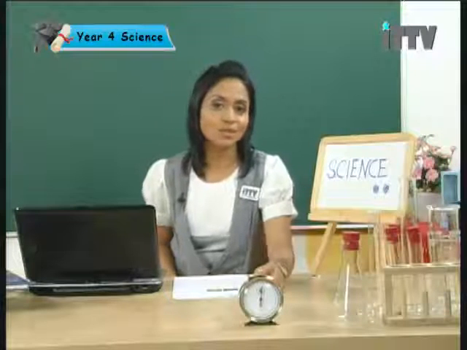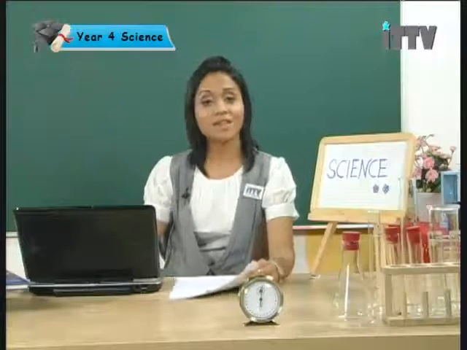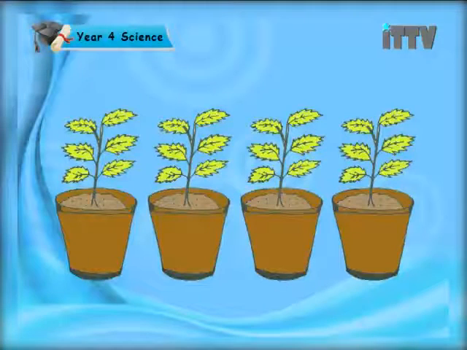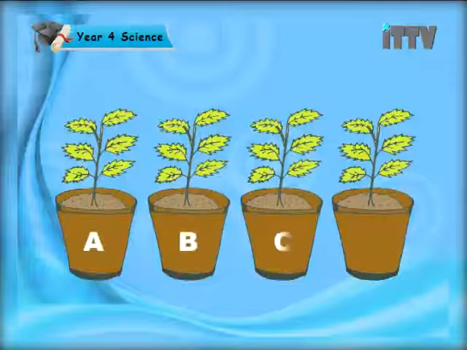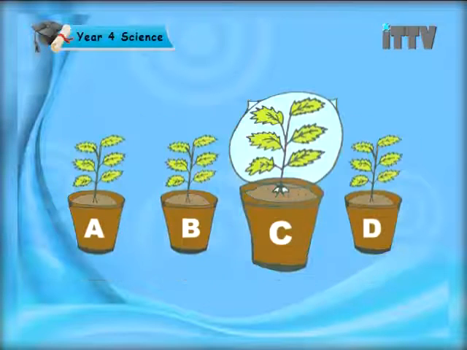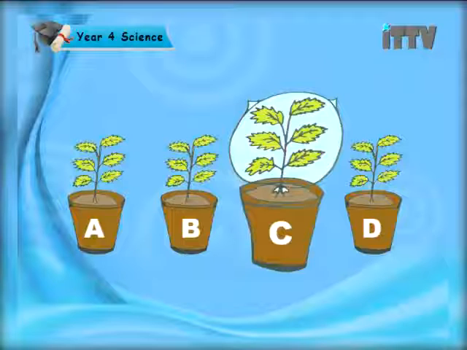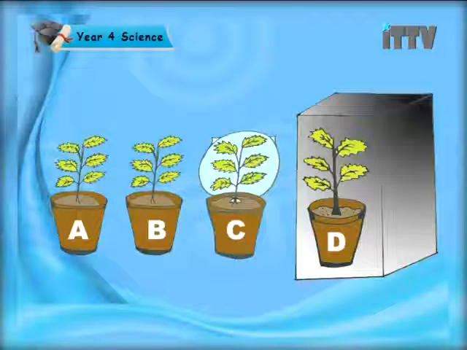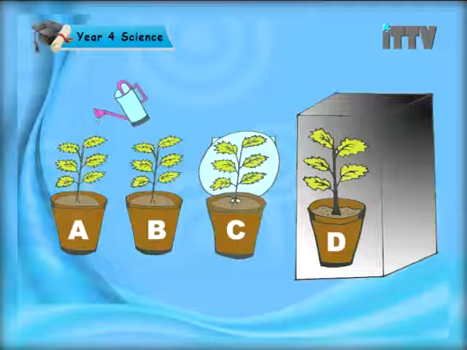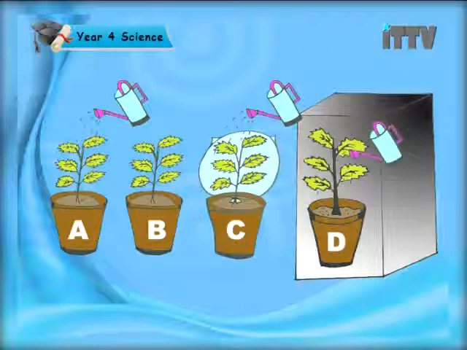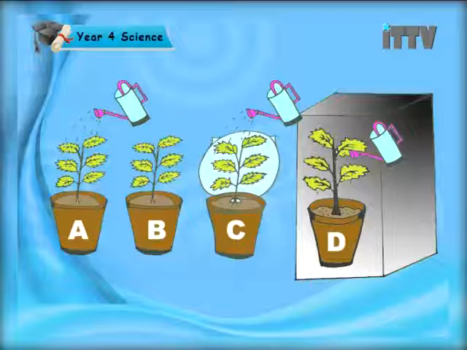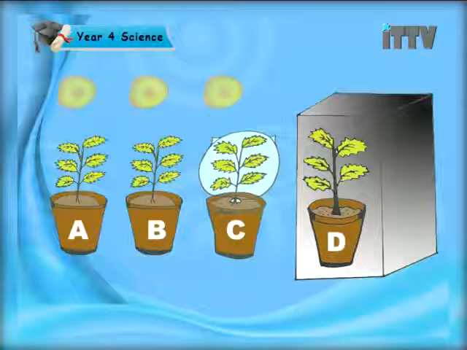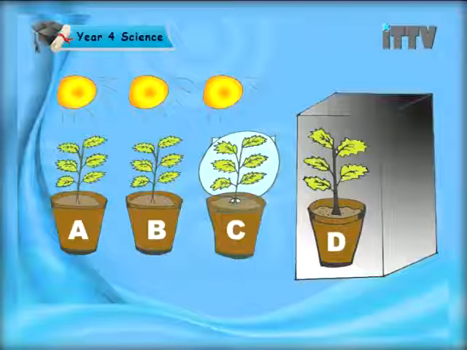Now, how do we do this experiment? The first method being, you have to label all the plants A, B, C and D. Next, you wrap plant C with a plastic bag. You place pot D in a covered box. Do not water plant B. You can water plants A, C and D every day. Place plants A, B and C under the sunlight. Now remember, D was placed in a box.